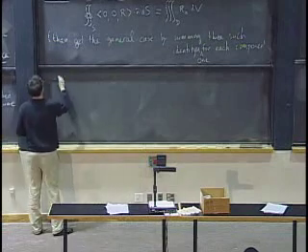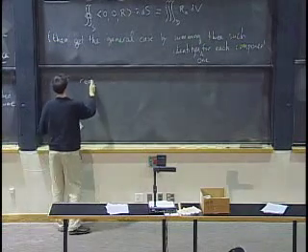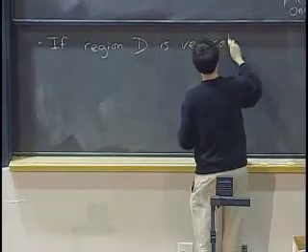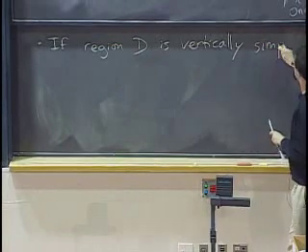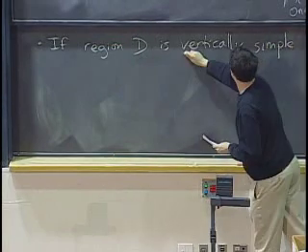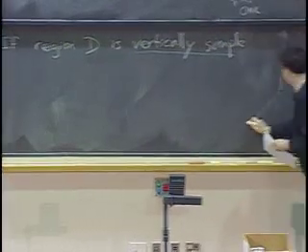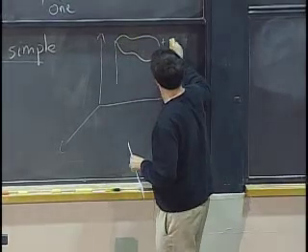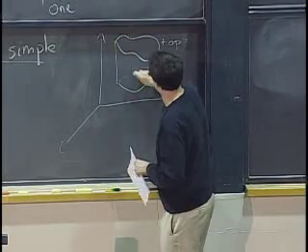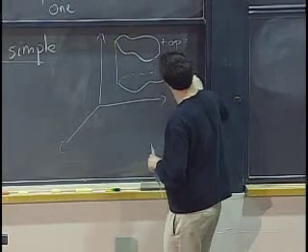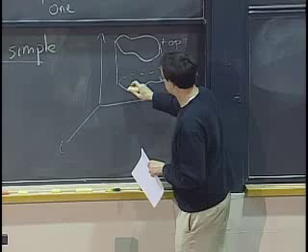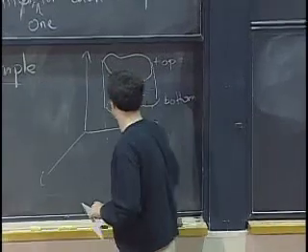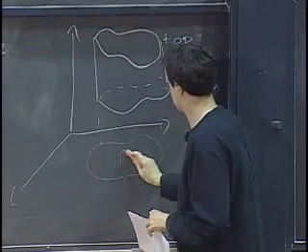Okay, so let's look first at what happens if the given region D is vertically simple. So vertically simple means it looks like this. It has a top, it has a bottom, and it has some vertical sides. So if you want, if I look at it from above, it projects to some region in the xy plane. Let's call that R.